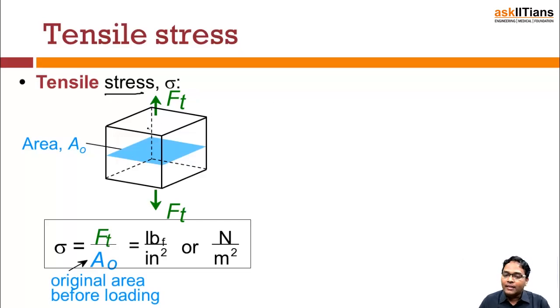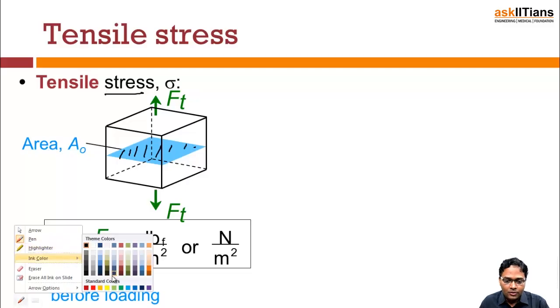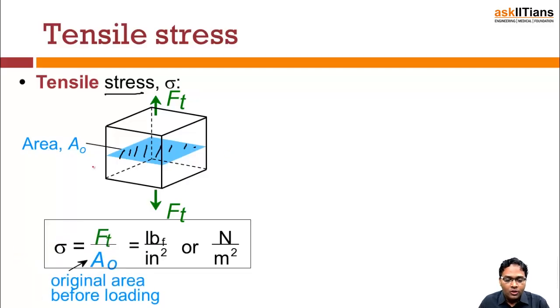If we talk about the tensile stress, let's say this is the cross-sectional area that we are referring to. Okay, so this is the cross-sectional area, and we are applying a force here in the downward direction. So what is going to be the tensile stress? Tensile stress will be defined as sigma, which is equal to Ft, the force that has been applied on any particular cross section.